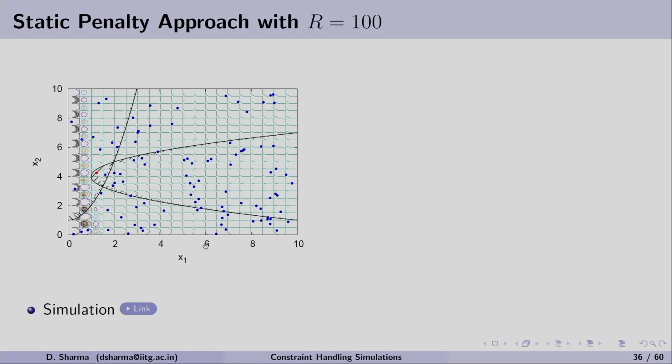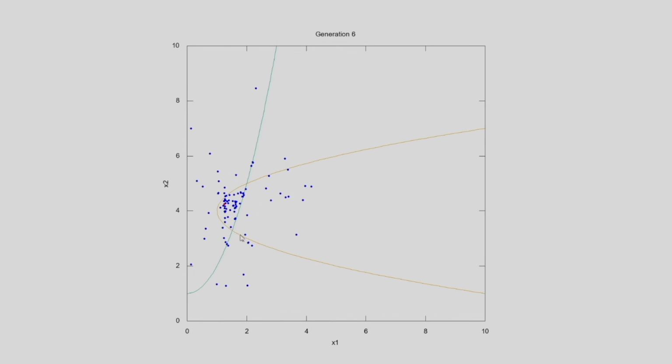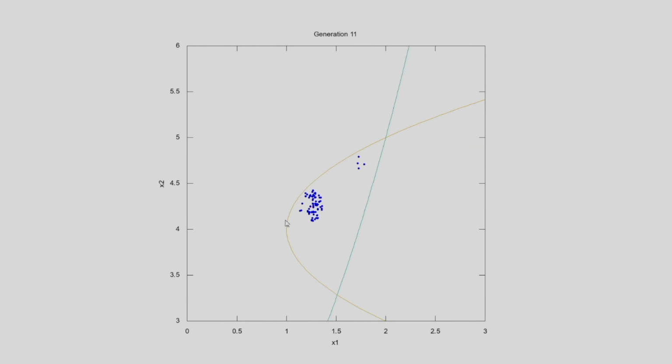Again, the same set of solutions are taken in the x1 and x2 plane, and we will see how these solutions will be converging. As expected, since the value of r is large, within 8 generations all solutions are inside the feasible region, and all members of the population have now converged to the optimum solution very quickly.